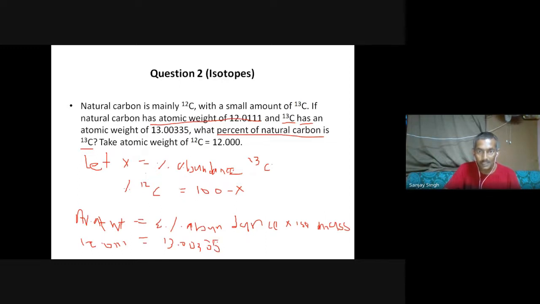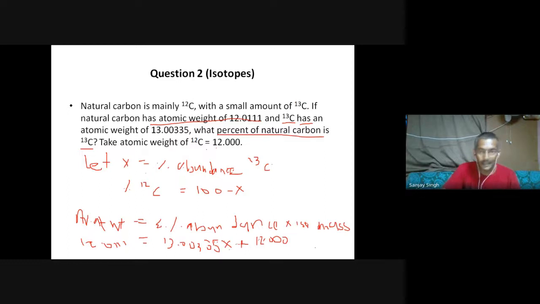0.00335. And this is actually multiplied by X. Then we're going to add it to carbon 12. What is the isotopic mass of carbon 12? You got it as 12.00 here. So that's the 12.